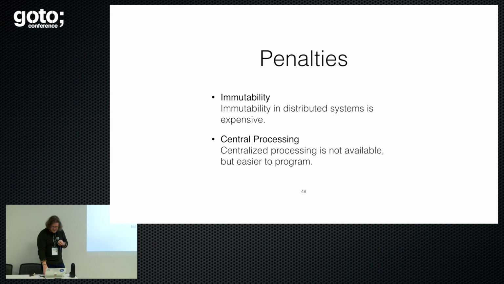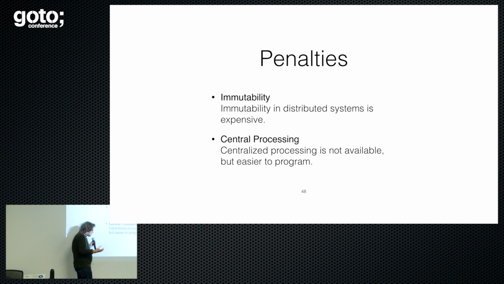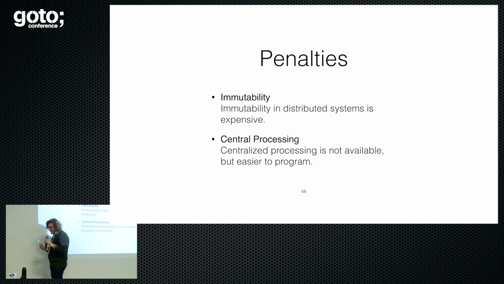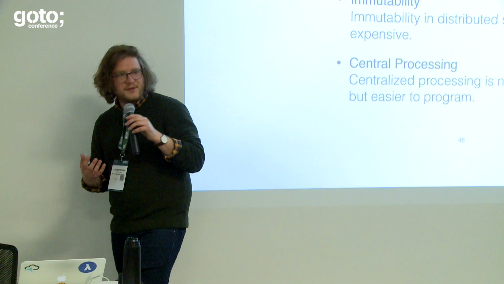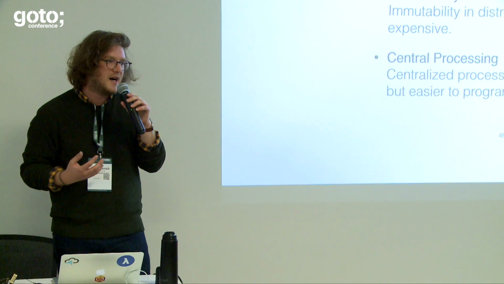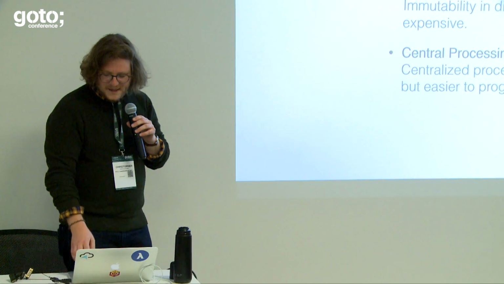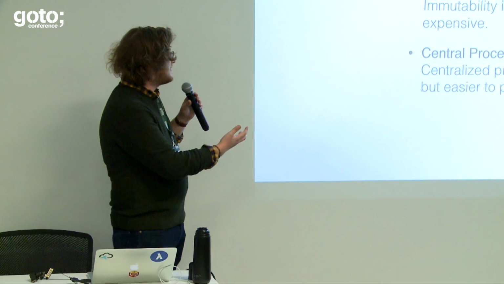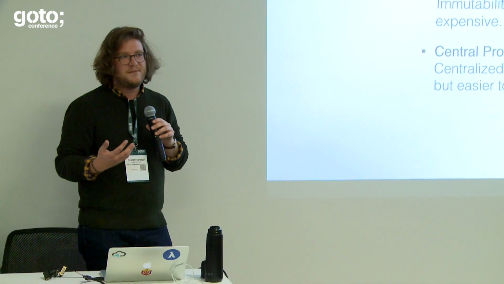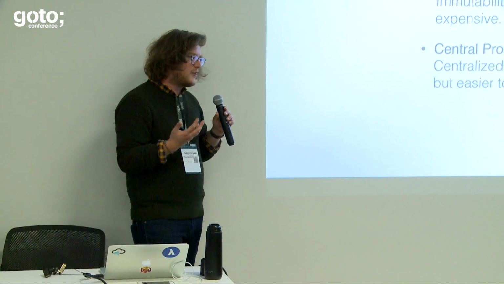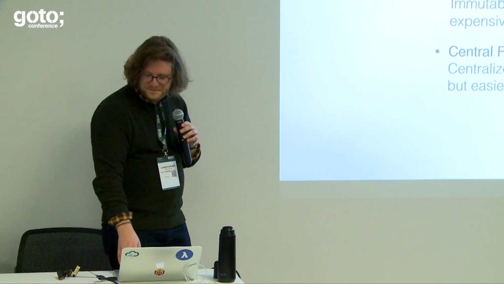To summarize the two points of the research: immutability is very nice, it's very easy to program, but it's very expensive. It's expensive in terms of bandwidth, and because of that, it's expensive in terms of power, because we have to operate antennas on devices. The second is that centralized processing is not available, but it's easier to program. So can we make distributed programming as easy as centralized programming?